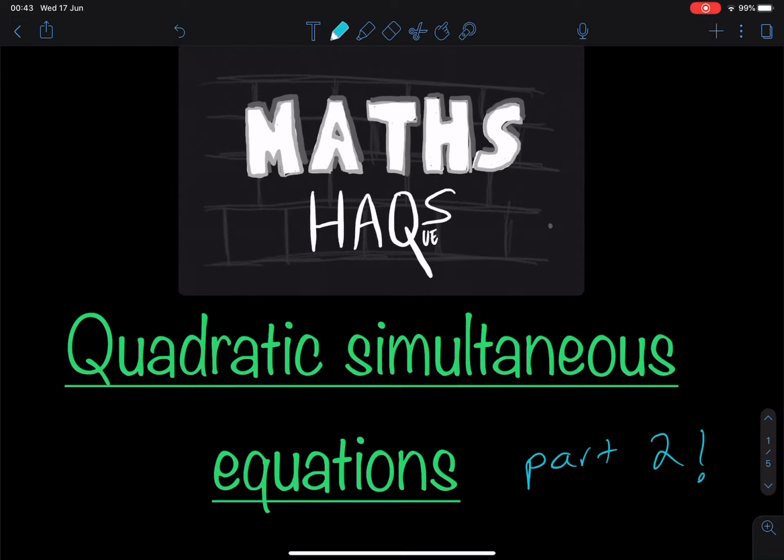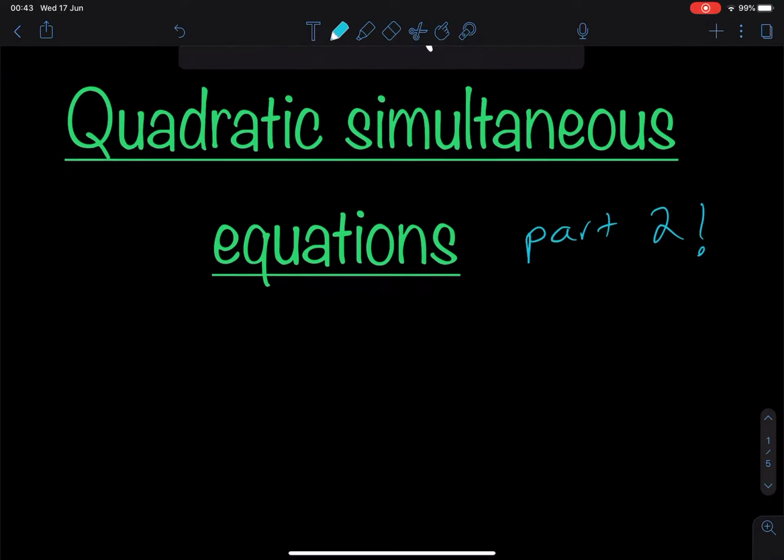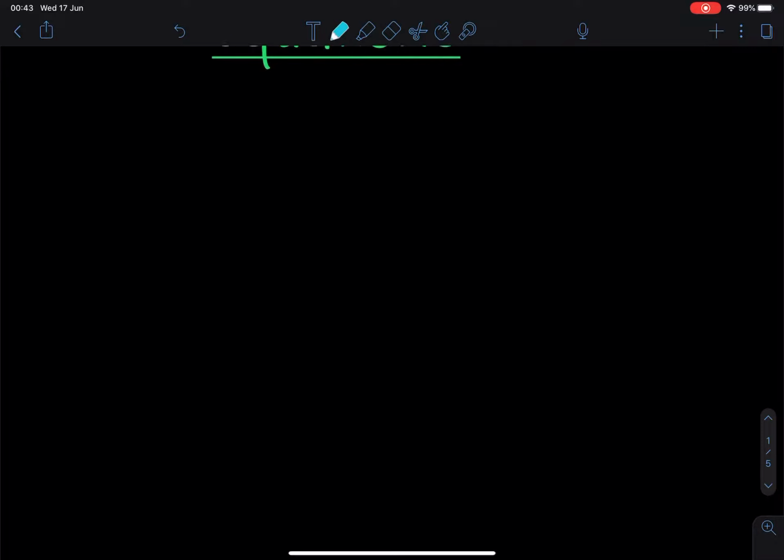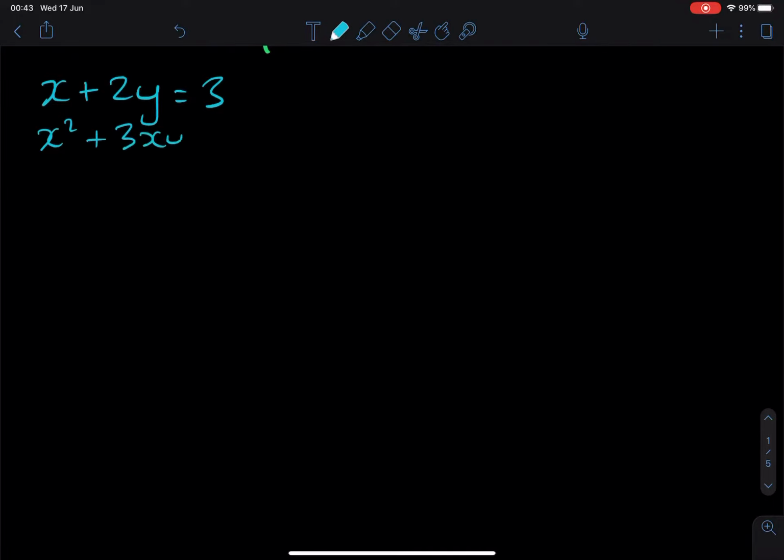Alright, welcome back. We'll do another exam question on quadratic simultaneous equations. So this time let's do one which may seem a bit more confusing, but the maths is essentially the same. So let's say x plus 2y is equal to 3 and x squared plus 3xy is equal to 10. So let's call this A and let's call this B.